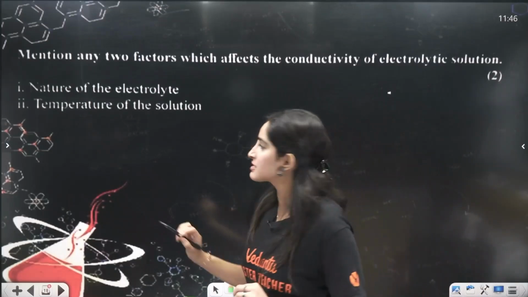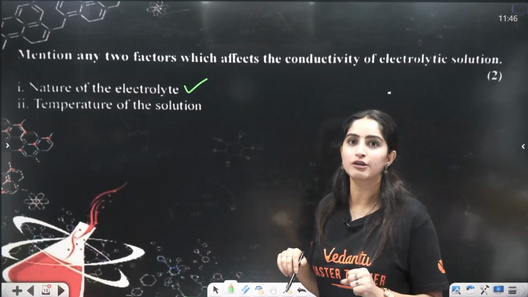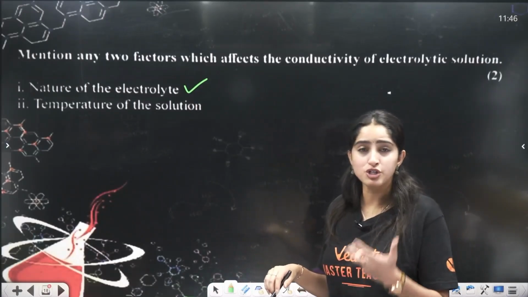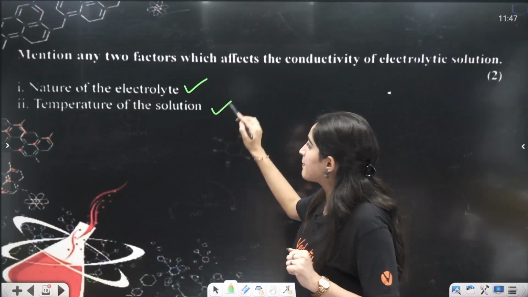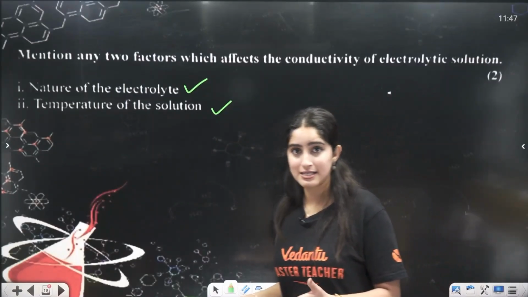So, conductivity is affected by, first, the nature of the electrolyte: weak, strong, what kind of electrolyte it is, what is the degree of dissociation of that electrolyte. Then there is the temperature of the solution. It will depend on which temperature it is, right?